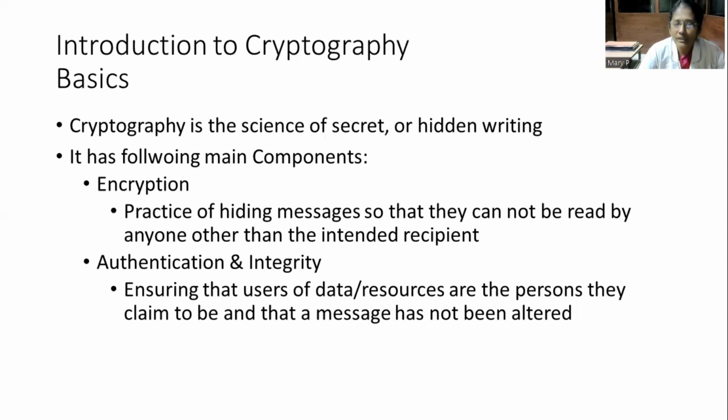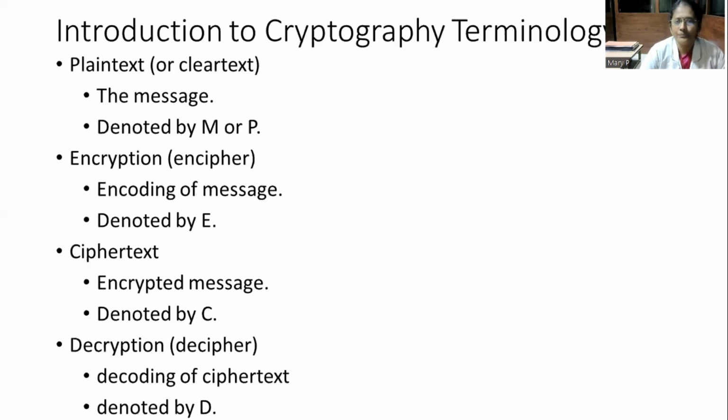Then what do you mean by authentication and integrity? It ensures that users of data or resources are the persons they claim to be, and that a message has not been altered. That means only the corresponding sender sends the message, only the corresponding receiver receives the message, and during the transmission, it cannot be altered. We have to ensure it. That is authentication and integrity.